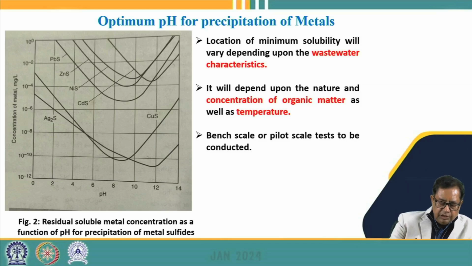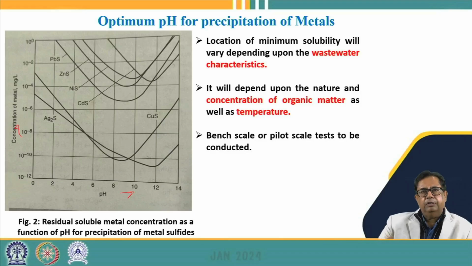Similarly, we can see here the precipitation of sulfides with the pH. We can find out, for the mononuclear species, if only those species are present in the water, what the optimum pH is at which these metal sulfides can precipitate. It will also depend upon the characteristics of the wastewater, the concentration of organic matter, and the temperature. So it is very important that we go for the bench scale or pilot scale test before we find out the optimum pH for the precipitation of a certain metal.